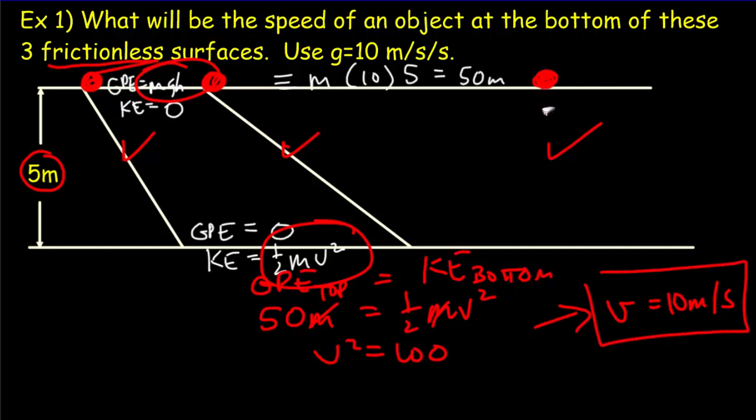So whether it drops straight down, comes down the ramp like that, or it comes down the ramp like that, the speed at the bottom's the same. It doesn't mean the time to get there is the same, but the speed at the bottom is the same.